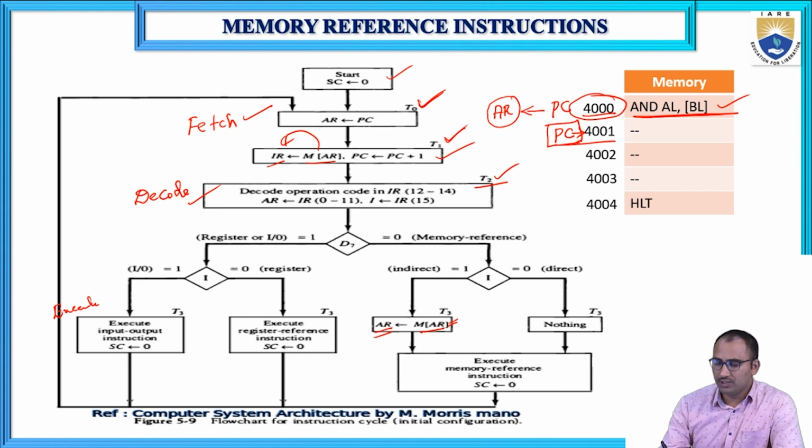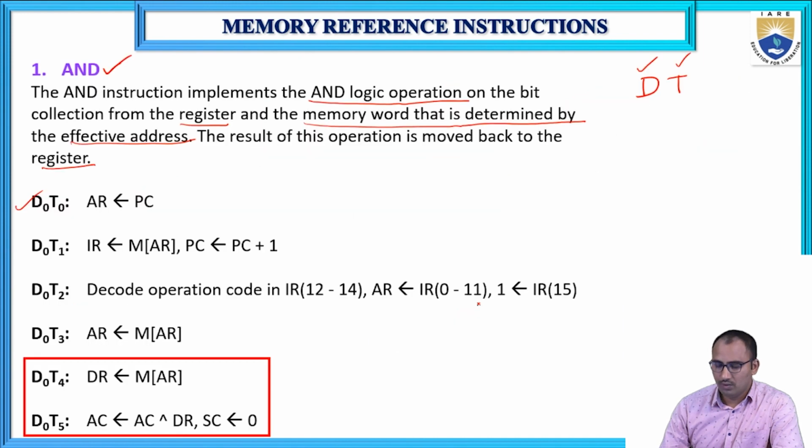So we have seen T0, T1, T2, T3. See here, during T0, D0, T0. During the T0 cycle, the program counter address will be loaded into the address register. During T1, the instruction will be placed in the instruction register and the program counter will be incremented. During T2, the instruction is decoded.